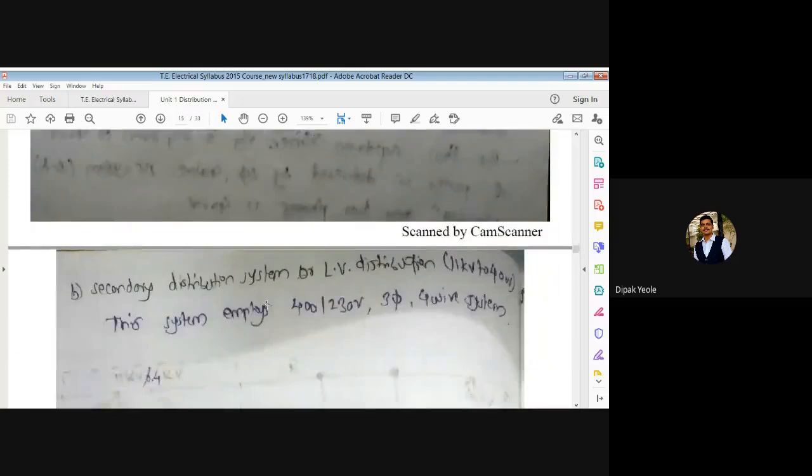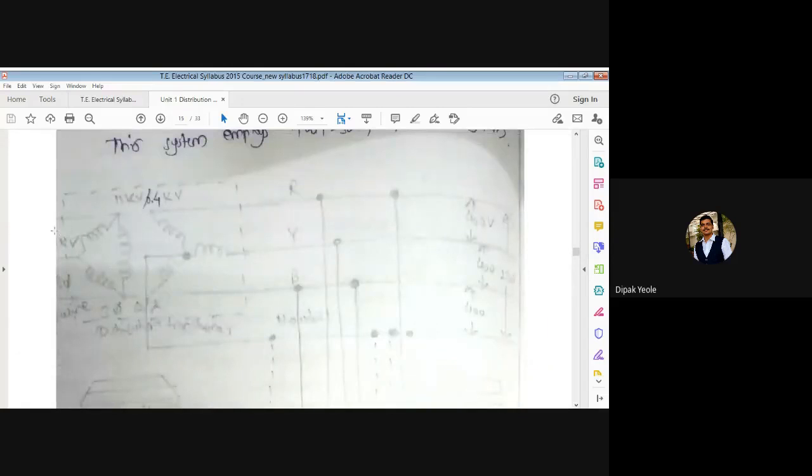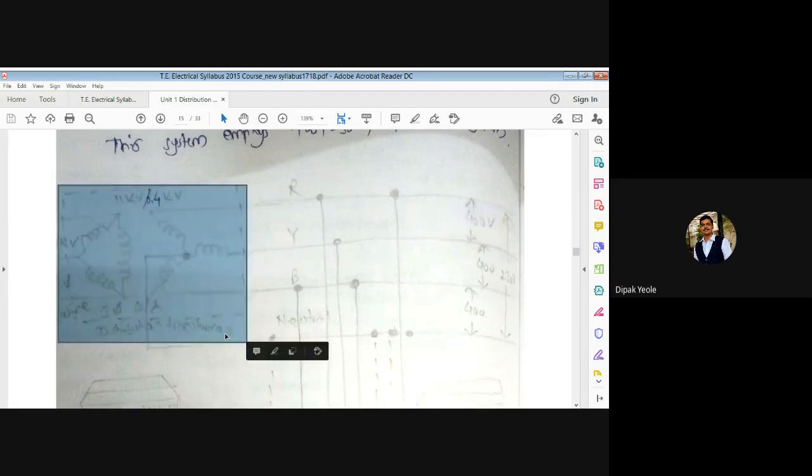What is the secondary distribution? ते 11 kilovolt आलं असेल ना, त्या 11 kilovolt ला मला 400 volt मध्ये करायचं आहे. That is the secondary distribution, and here you can see the delta star transformer is available. 3-phase delta star transformer is available. There will be a question for you. Which transformer is needed for the secondary distribution system? So your answer is a 3-phase delta to star transformer is needed.